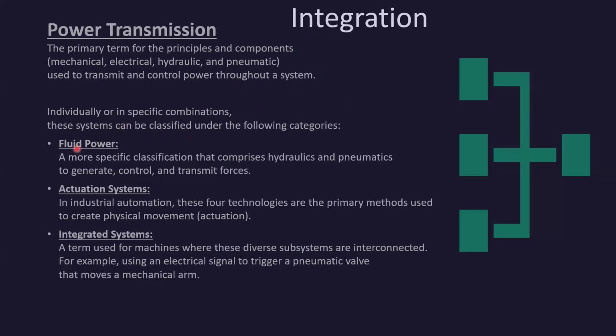So we have the fluid power, we have the actuation systems, and we have the integrated systems. We talked a little bit about the actuation versus the main power flow. So the main power flow would be the main air supply for the pneumatic system, or the main fluid supply for the hydraulic system. All right? And the actuation system would be actually the pilots. What's a pilot? Do we remember that? That is the thing that triggers.